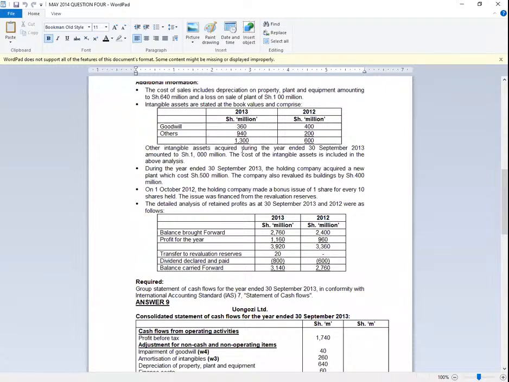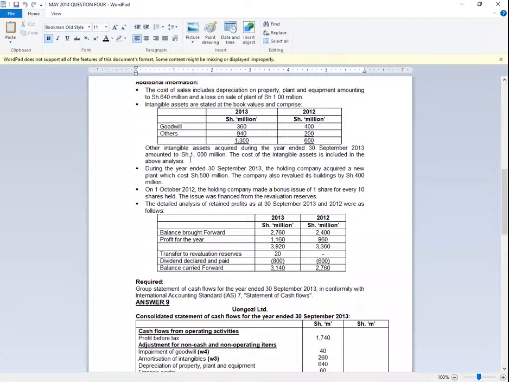Other intangible assets during the year ended 30th September 2013 amounted to 1 million. You can see we acquired some intangible asset. This could have been trademarks acquired. So I can see intangible assets here that were acquired. This is cash flow. We paid cash. We debited our intangible asset and credited our bank account.